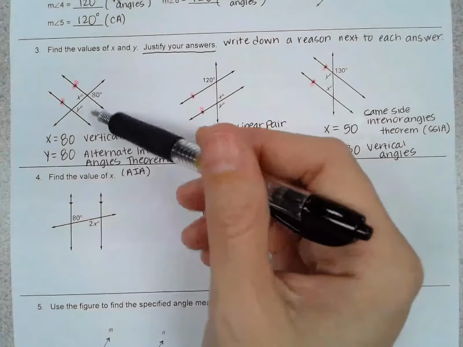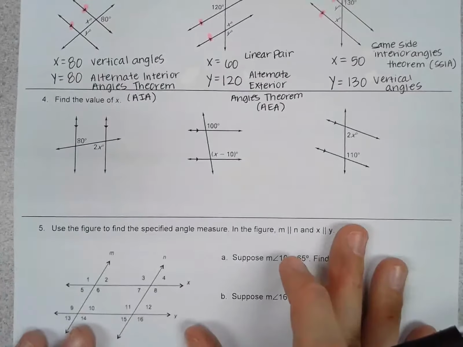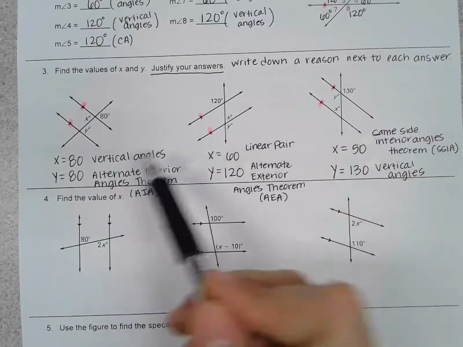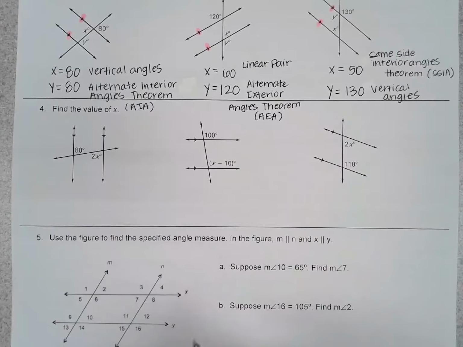The difference between example 3 and example 4 is that in example 4, you actually have to go through and do some math to solve for the number. In example 3, we were just trying to match up which angles were what. Maybe we did a little subtraction. In this one, you're actually going to be creating some equations.